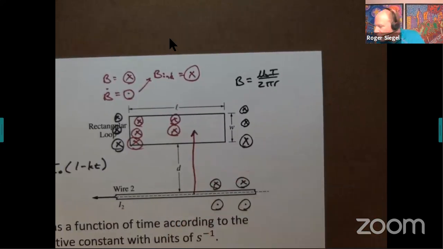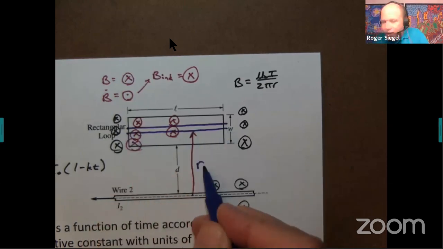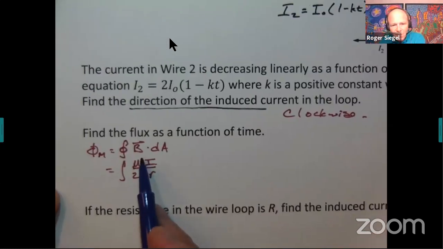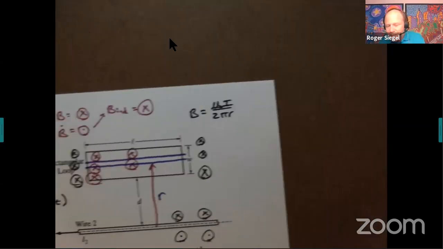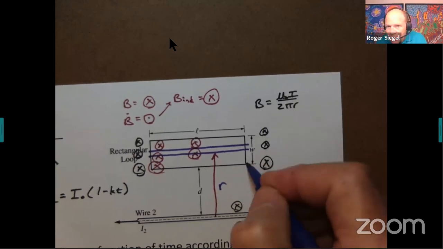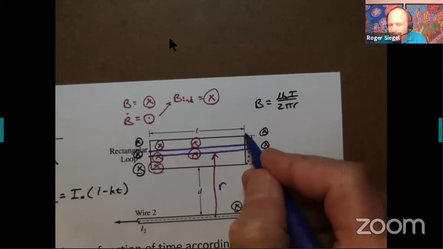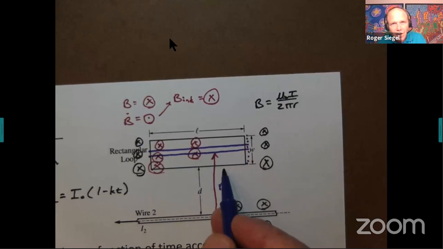Let me go ahead and do this in a different color. Let's go ahead and get that distance. And that r is the distance from here to here. And so we have the B field is mu naught I over 2 pi r. Now the area, the dA, is kind of cool. Check this out. As I go from here to here, the B field goes down. And so I've got to multiply the B field at every point along here because it's not constant.